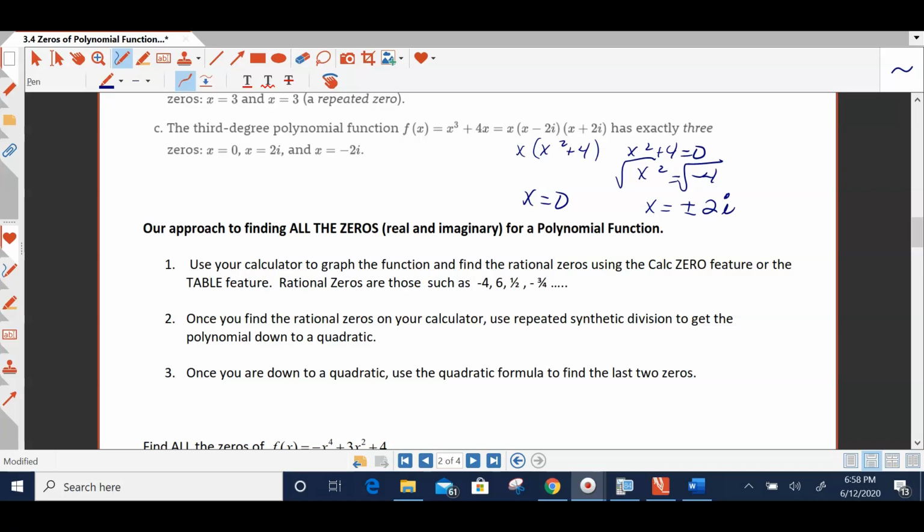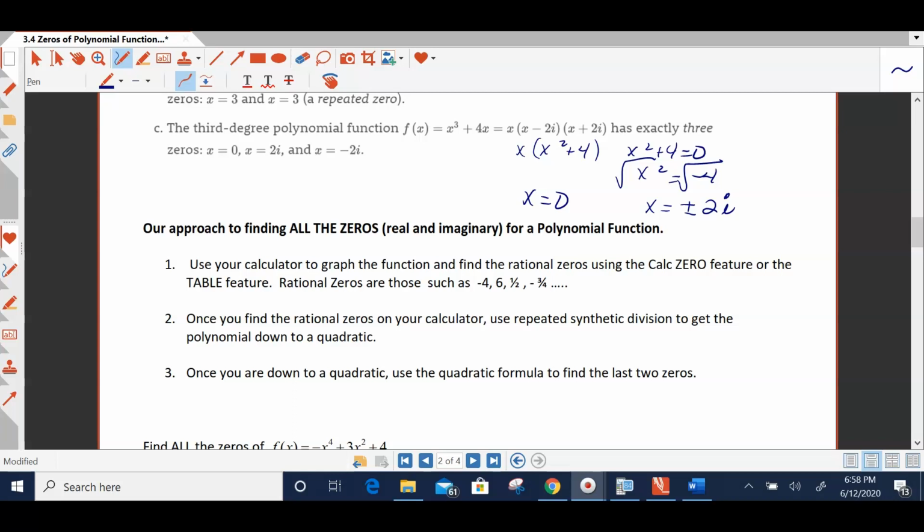Let's look at where we left off on the previous video. Now we're going to consider all those approaches to finding all the zeros of a polynomial function, finding both the real and the imaginary ones. So here are some steps that will help you in finding all the zeros.